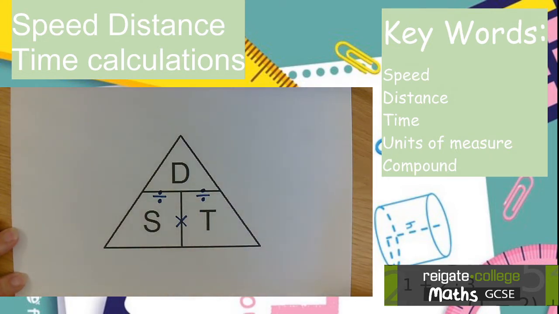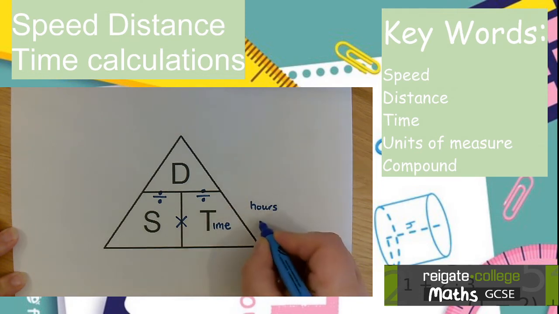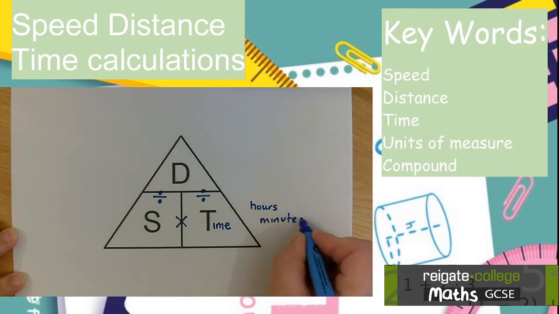Before we look at calculating, let's think about how we measure each of the individual components. The T stands for time. We measure time in hours, minutes, and seconds.